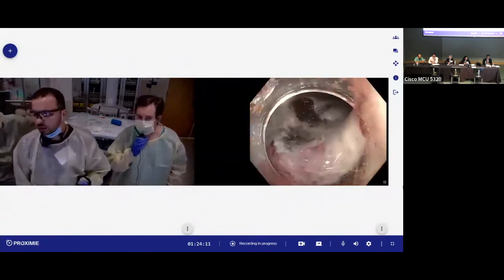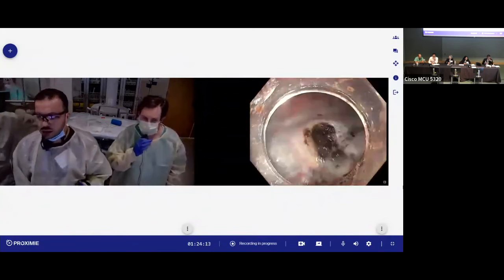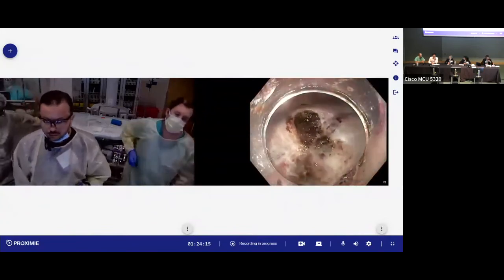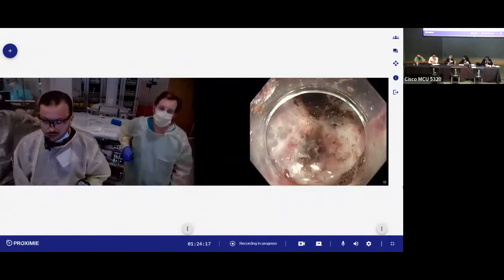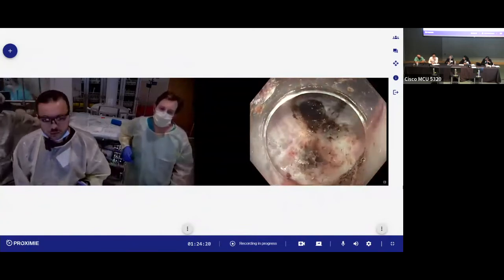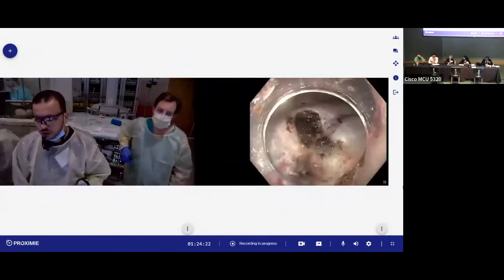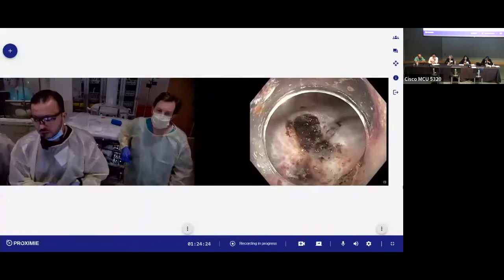No, I think clipping would be very difficult here. I think too, most of the evidence to support clipping is in the right side of the colon and you're in the left side of the colon here. So your risk of bleeding post-procedure is much lower.